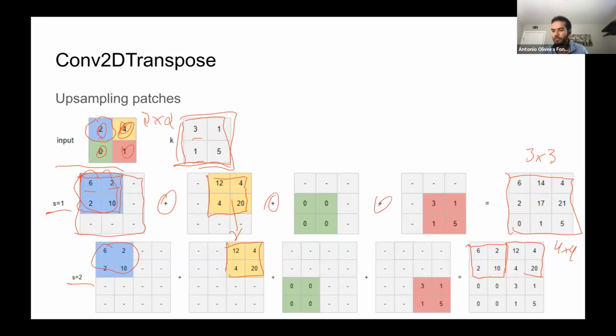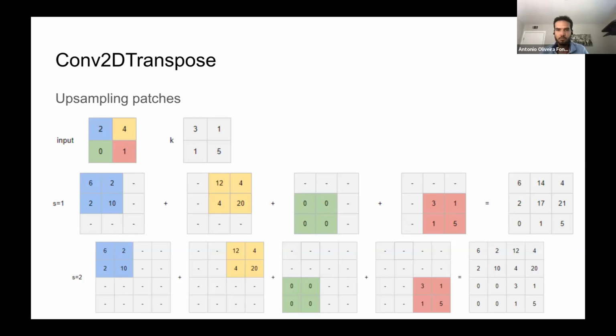Any questions with respect to how conv 2D transpose works? Yes, Mulitin? Hi, Antonio. This is something similar. I mean, it's not exactly the Kronecker product, but it's similar to the Kronecker product. It just multiplies the kernel around, but there is also some... And the kernel values are learned at the end. Correct, yeah. So the kernels here are learned kernels.